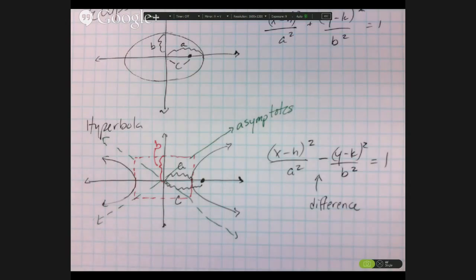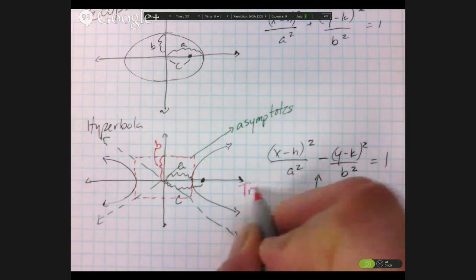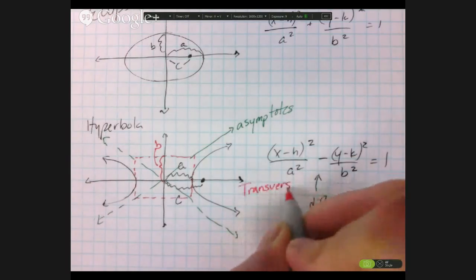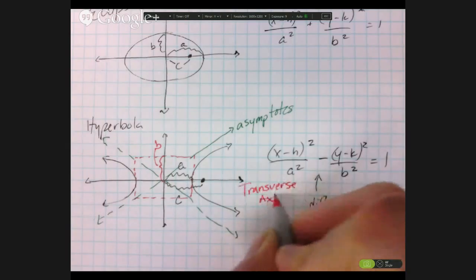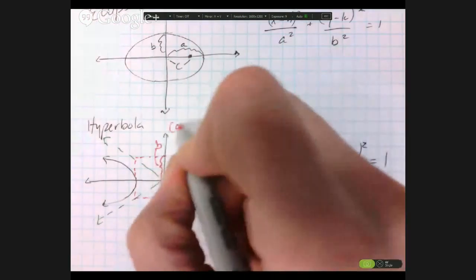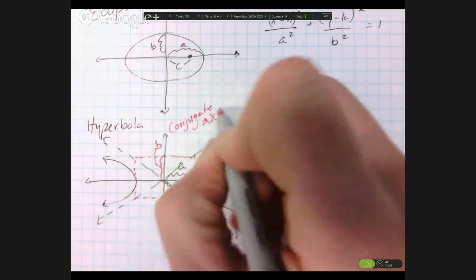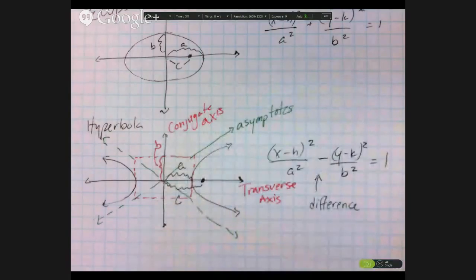Okay, vocabulary. The long axis is called the transverse axis. That can go vertical. Okay, and this is called the conjugate axis. Okay, so the transverse axis always goes through them. It transverses the hyperbola.